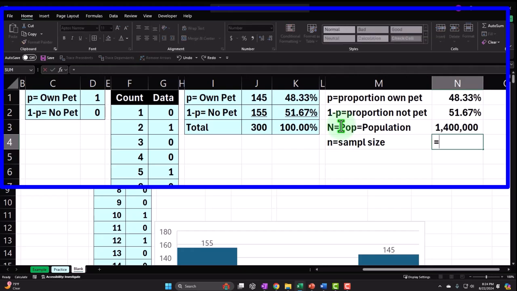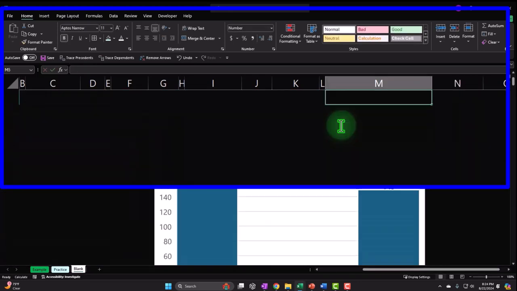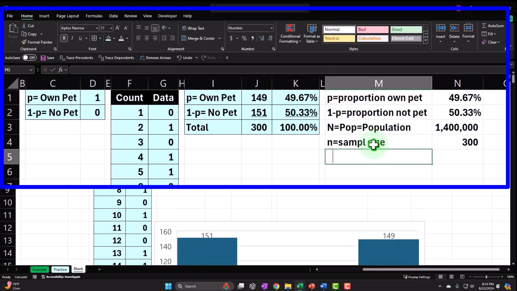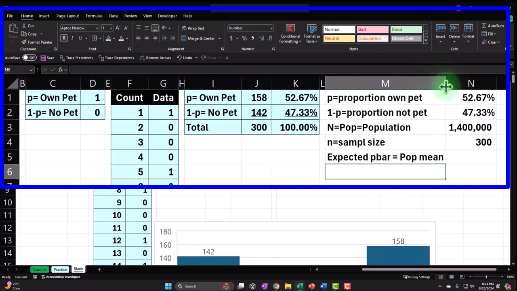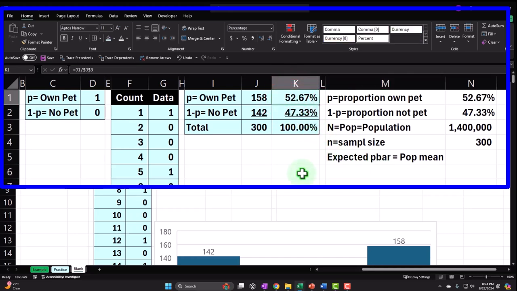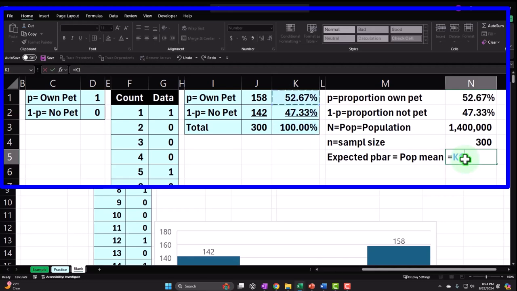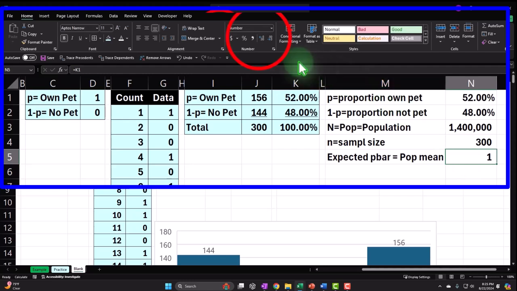I can do that with a count just to double check, using our count formula. We just want to count the numbers of all those. These are all the yes or no's that we got from the survey, and 300 of them. And then we have the expected P bar, which equals the population mean. We're basically imagining this as our mean, but there's only two numbers, so it's going to be the proportion that we got, 52.67. We percentify to recognize and add some decimals.